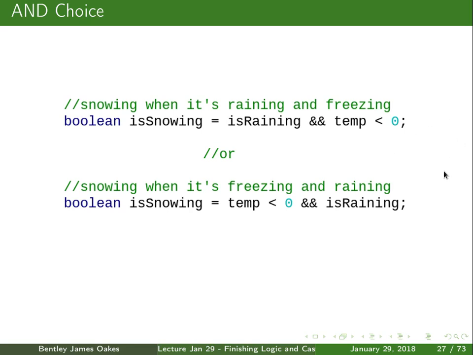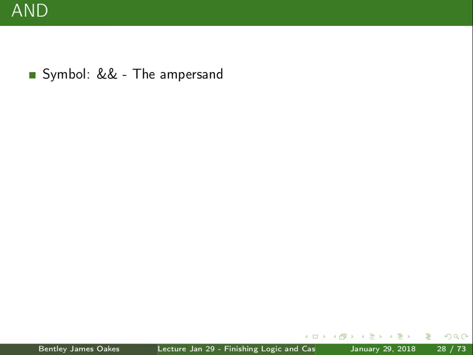So we can have two different ways of writing it. They're the same. Boolean isSnowing is equal to isRaining and the temperature is less than 0. Or you could say it's snowing if the temperature is less than 0 and it's raining. So you can put them in either order, it doesn't matter. We can reverse them if we want.